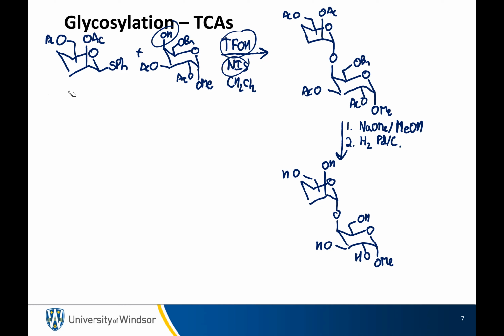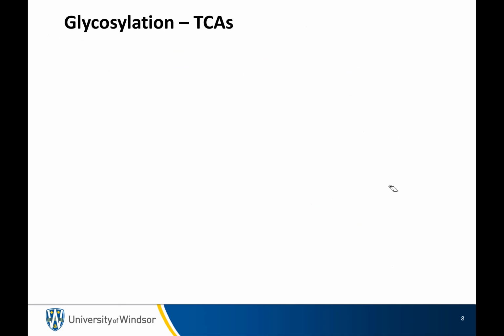Then once we made the disaccharide target, we have all the sugar components in there, we do our global deprotection. So these are the steps. Let's do another one. We'll get through as much of this one as we can today. We'll do some TCA stuff next class.